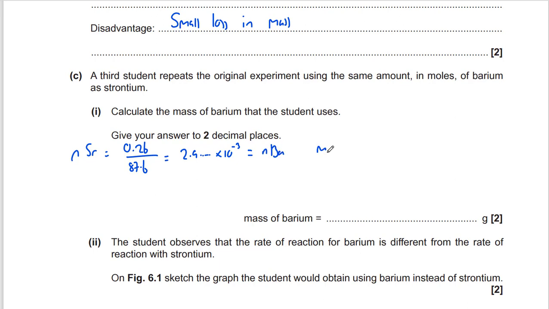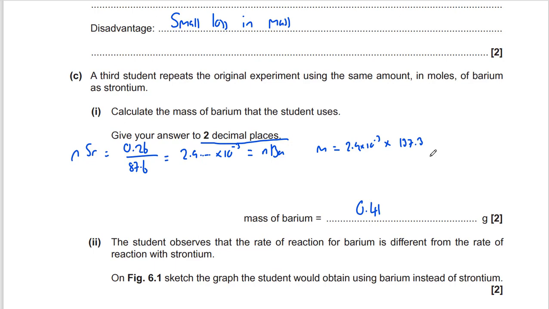And therefore, the mass of barium is the number of moles. So 2.9 times 10 to the minus 3. Obviously there's extra numbers there. 2.9 something, something, something. Multiplied by 137.3. And you should get 0.41. And because they're asking you for 2 decimal places, ignore the rest of the numbers. The answer is 0.41. So you work out the moles of strontium. That's the same as the moles of barium, times by the molar mass of barium.